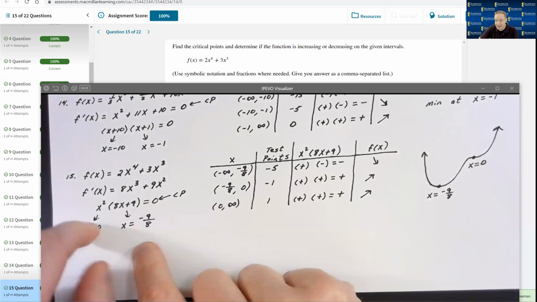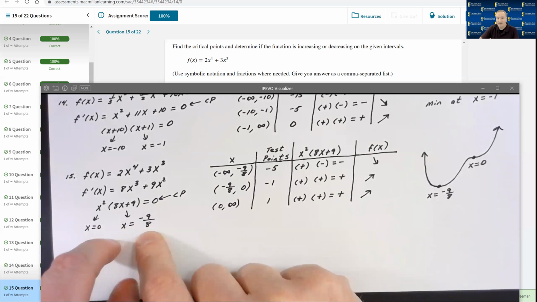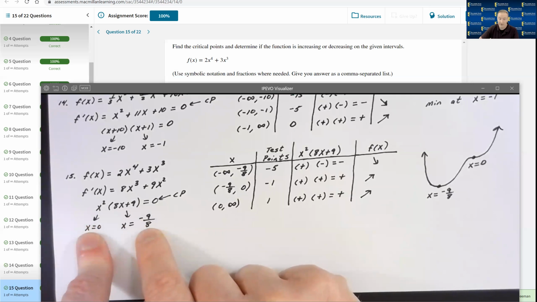Now, before I even do this problem, I already know that, yes, I'll have a maximum or minimum value at -9/8. I will not have a maximum or minimum value at 0. And you might be thinking, how do you know you won't?